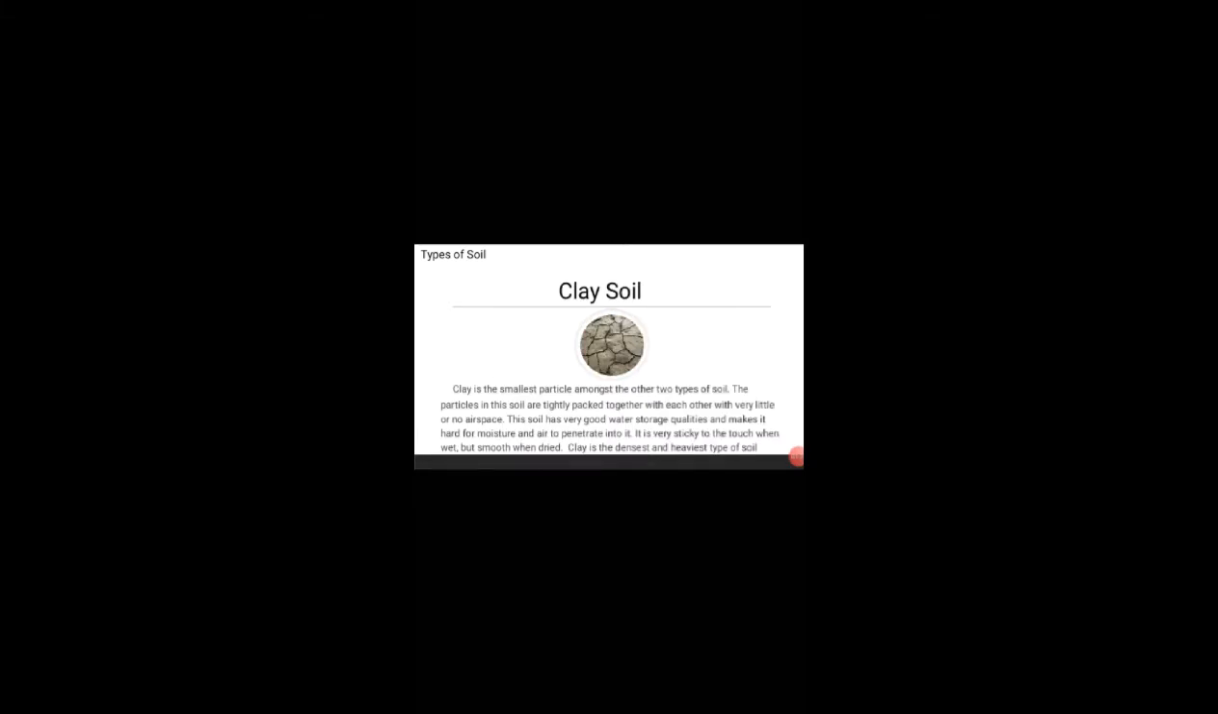Clay soil has the smallest particles among the other types of soil. The particles in the soil are tightly packed together without air space, and clay soil is also the densest and heaviest type of soil. The soil is also referred to as agricultural soil, the same for the silt soil, for instance, with the ability to retain moisture and nutrients.